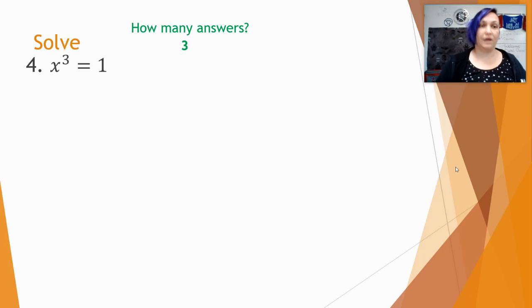Unlike with an x squared, I'm not going to do a cube root on both sides. I am going to move the 1 to the other side, and I am going to set it equal to 0, and I'm going to factor. Now, we did learn how to factor something like this in first semester. This is called a difference of cubes.